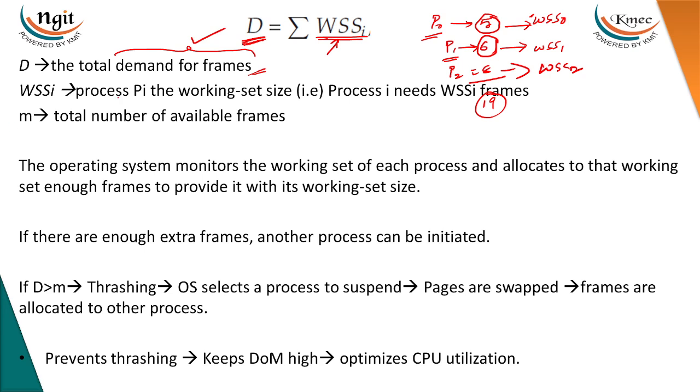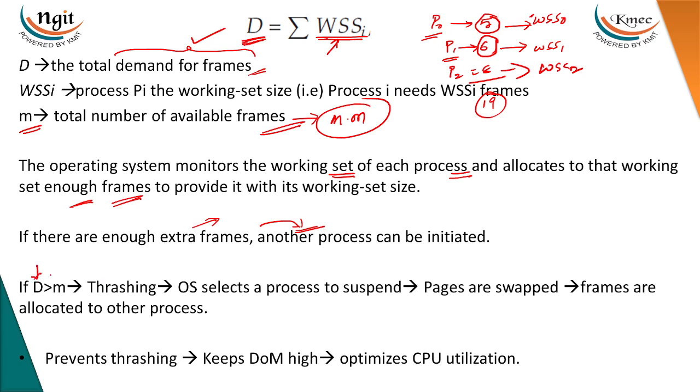Then M is the total number of available frames in the main memory. The operating system monitors the working set of each process and allocates frames accordingly. To each process, the working set number of frames will be allocated. After allocating, if there are any extra frames, the operating system allocates these frames to other processes.